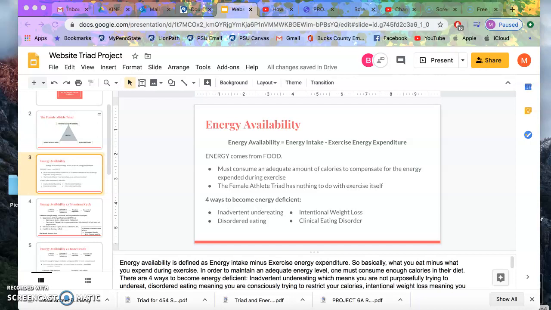The most severe way to become energy deficient is via a clinical eating disorder. If this is the case, one should seek help from a mental health care practitioner. All of these issues stem from how much food you are eating in a day. Exercise itself has nothing to do with the triad. As long as you are consuming enough calories to compensate for the amount you are exercising, you should be good to go.